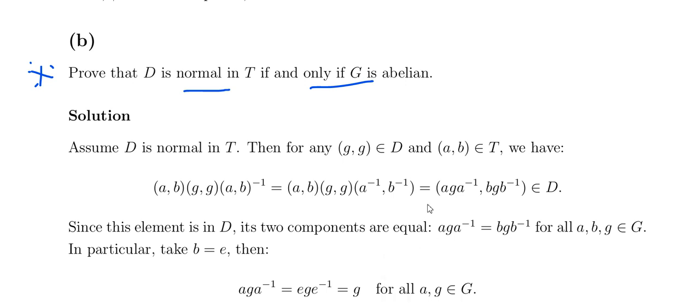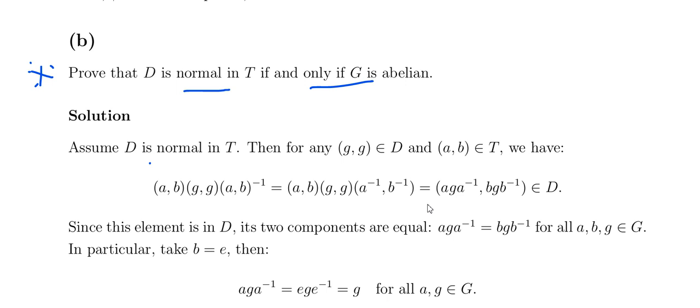So D is normal in T, that means G is abelian. When you choose any element g, g belongs to G, for (a, b) belongs to T, we want to try to prove that D is normal in T if and only if G is abelian. Normal in T means (a, b)(g, g)(a, b) whole inverse.